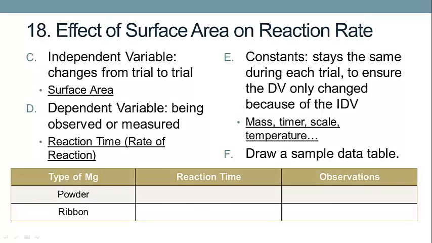A sample data table needs to include the independent variable, which is the surface area, the type of magnesium, the dependent variable, which is the reaction time, and observations.